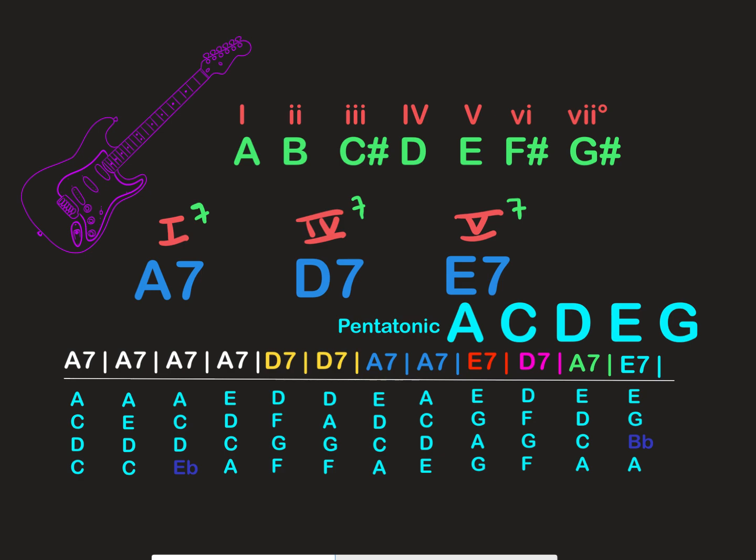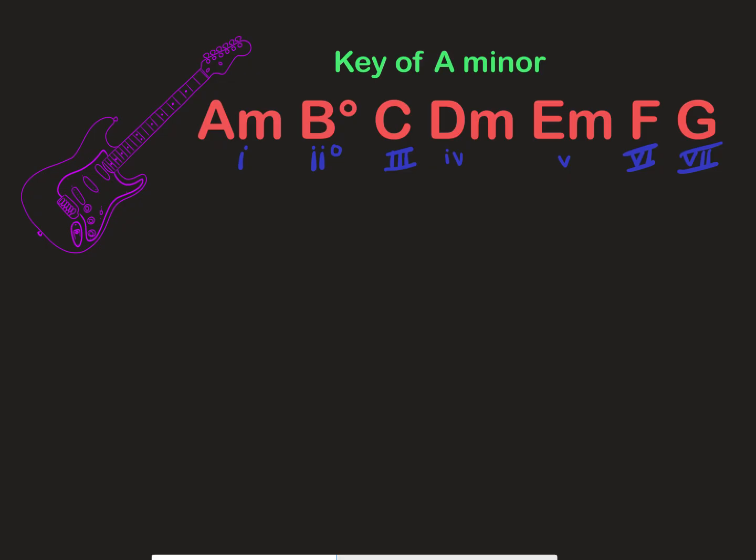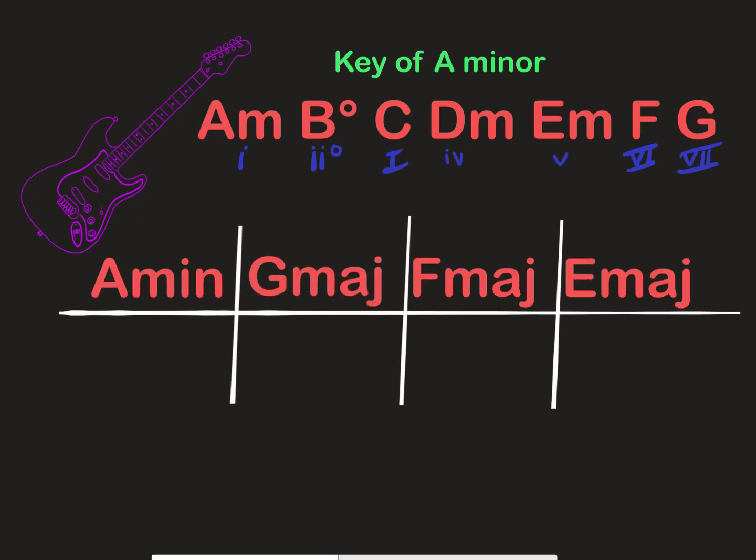Here's another example that shows how harmony creates strong mood. In A minor, A, G, F, E: 1, 7, 6, 5. This is often called a descending minor pattern or an Andalusian cadence.